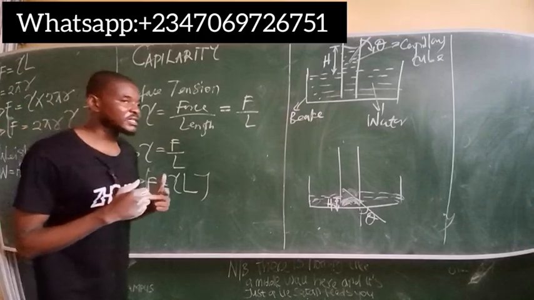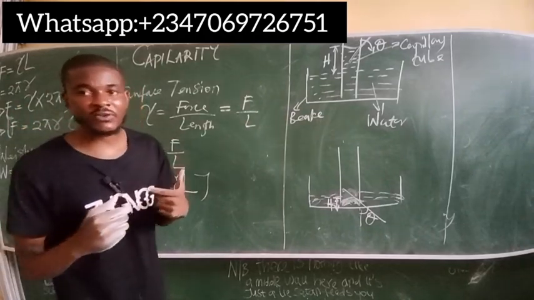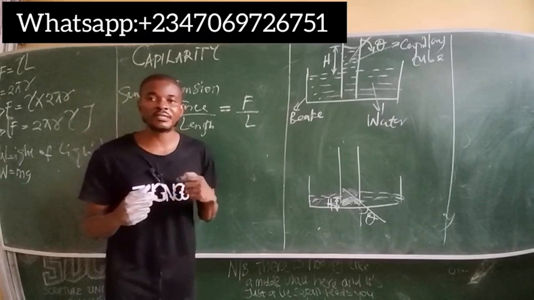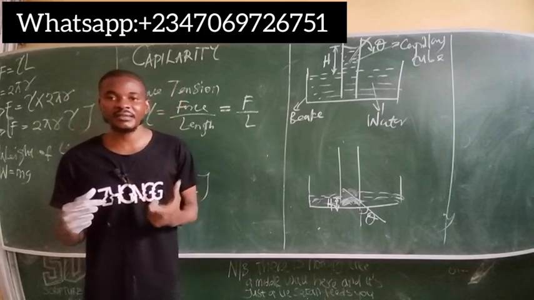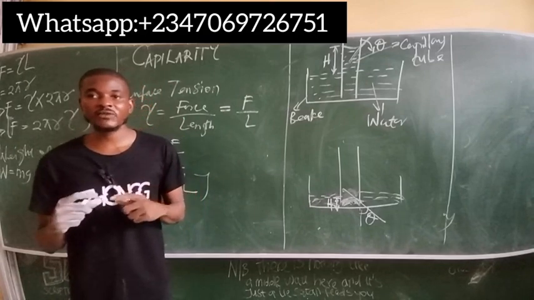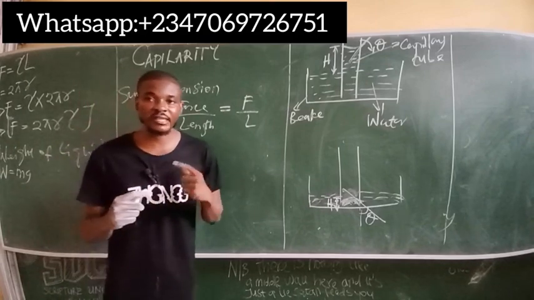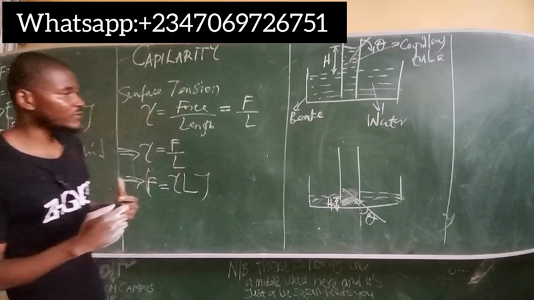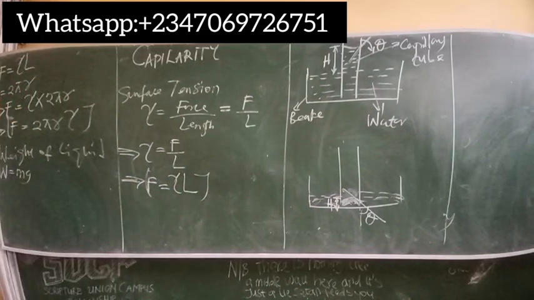But we should also know that in this case, the mass of every liquid is a result of the density of the liquid. So what then is density? The density of every liquid, we know, is simply mass over volume.